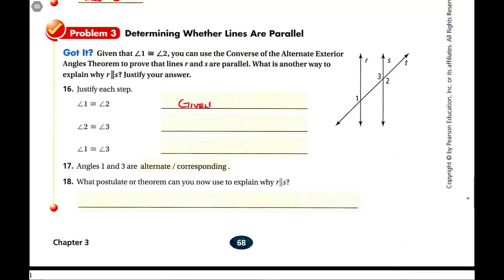Then we have angle 2 is congruent to angle 3. If you look at the diagram, you can see that those are vertical angles. And then we have angle 1 is congruent to angle 3, and we've simply gone from this step to this step to this step by using the transitive property of congruence.